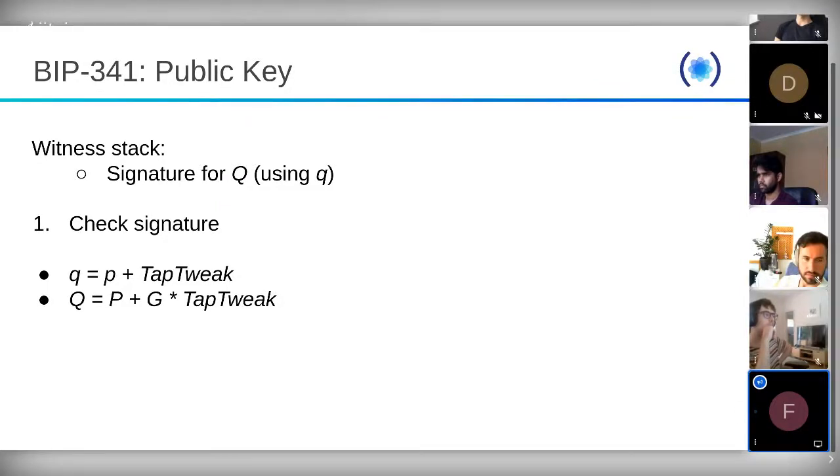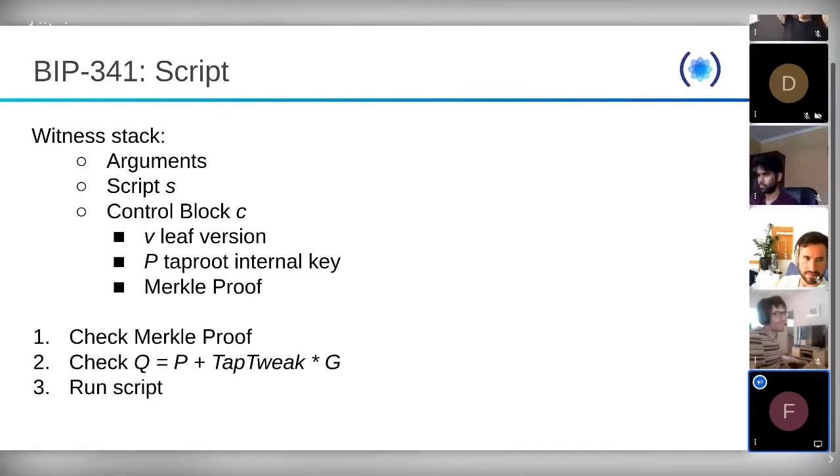I was amazed when I understood that. I was like, wow. Okay, so now the other way to spend is via the script. If your witness stack has more than one argument, then we assume we are going to spend by script.